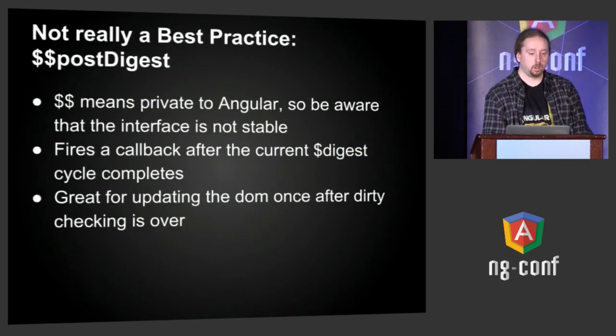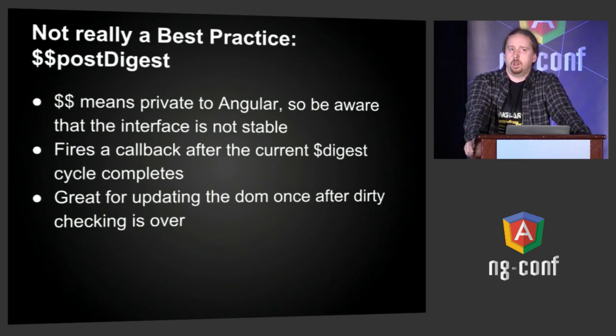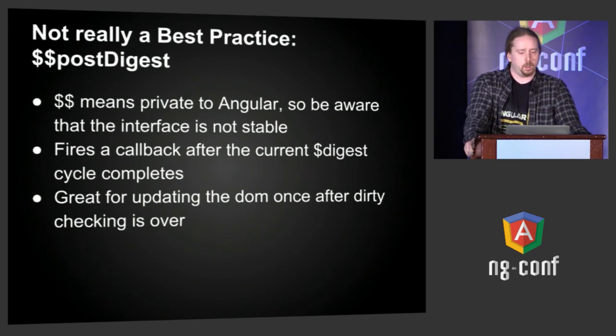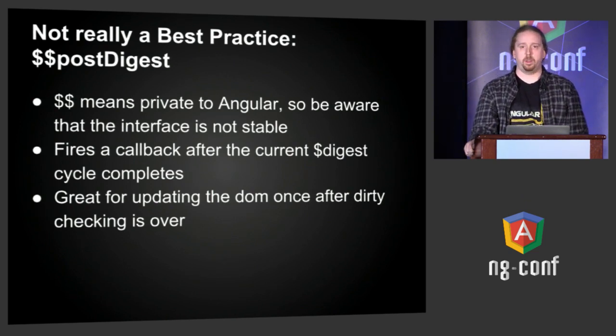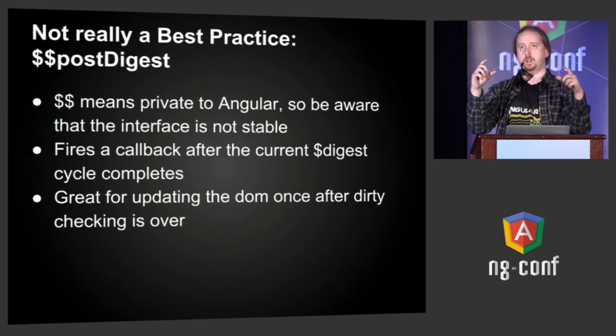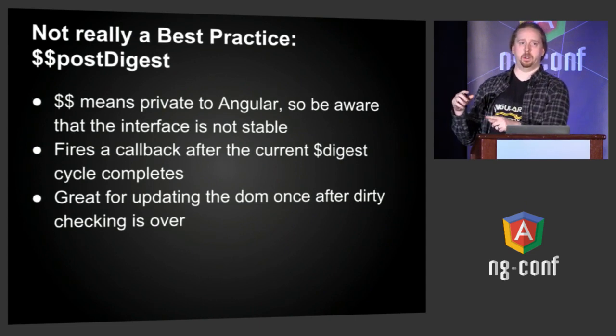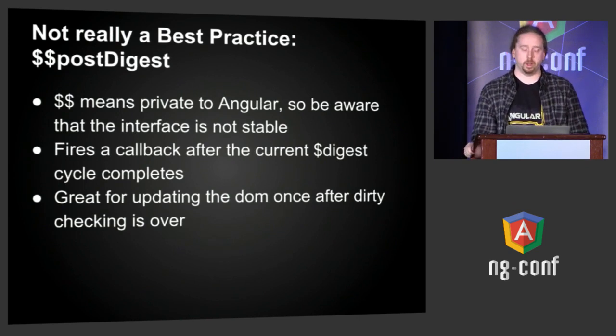Just FYI. All right, so another thing that was added in 1.2 was $postDigest. It's private, like you're not supposed to use it, so consider this kind of a last resort. But what it does is if you call it within a given digest cycle, it will register a callback that will be fired after all of the dirty checking is complete. And kind of going to how we normally do things in Angular right now, let's say I'm implementing ng-class. I say watch the class expression. When it changes, add or remove it to the class attribute as appropriate.